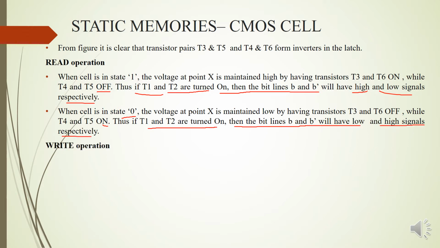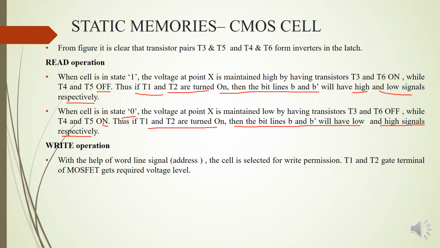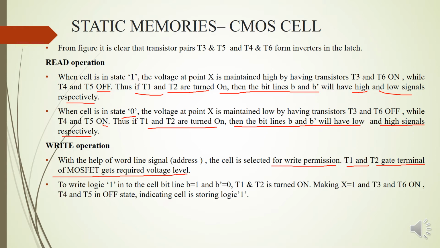For write operation, with the help of the word line signal, that is the address, the cell is selected for write permission. Then the gate terminals of the MOSFETs T1 and T2 get the required voltage level. To write logic 1 into the cell, bit line B is equal to 1 and B bar is equal to 0. T1 and T2 are turned on due to the activation of the word line. Then point X will become logic 1 and T3, T6 will be turned on. T4 and T5 will be turned off, indicating the cell is storing logic 1.